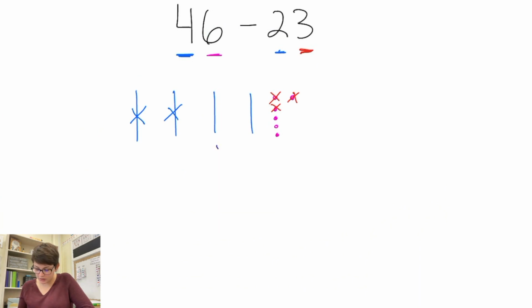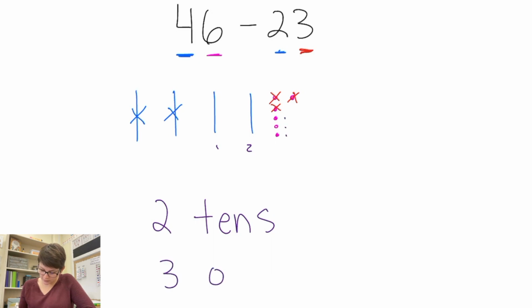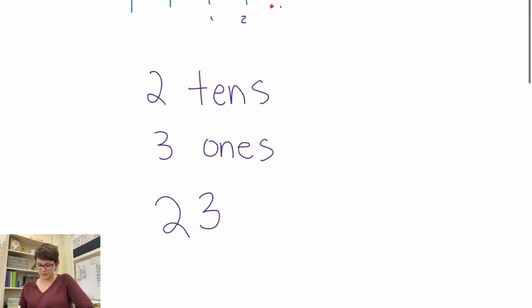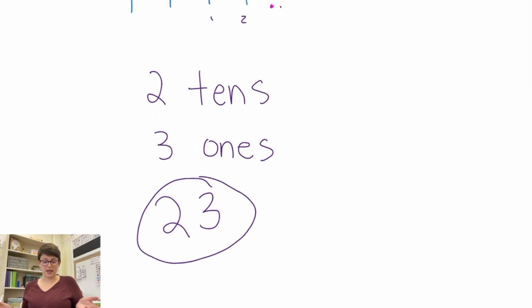Now we just count and see what's left. We have 1, 2. So we have 2 tens left. And we have 1, 2, 3. 3 ones. So 2 tens is 20. 3 ones we write in the ones place, which is 3. So our answer is 23.